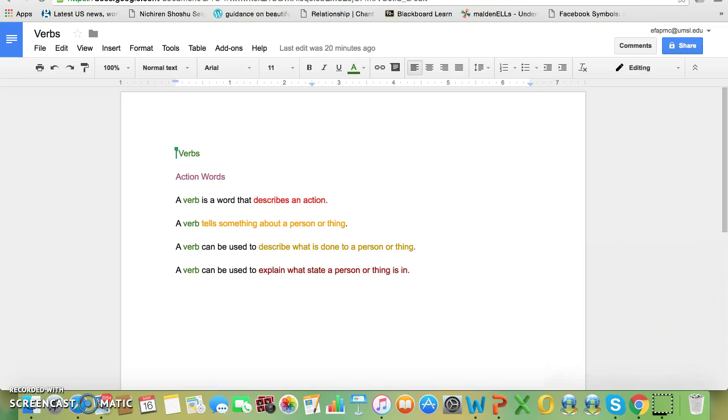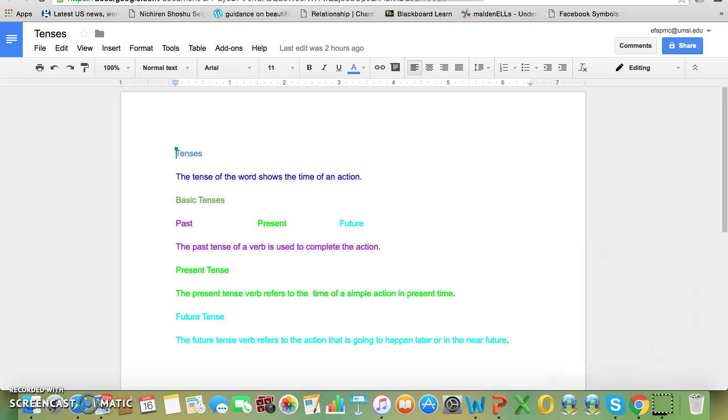I also need to mention that there are various tenses in our verbs. The tense of a verb will show the time of an action. So we have three different tenses: past, present, and future. The past tense of a verb is used to complete the action. The present tense, a verb refers to the time of a simple action in present time. And the future tense, a verb refers to the action that is going to happen later or sometime in the near future.